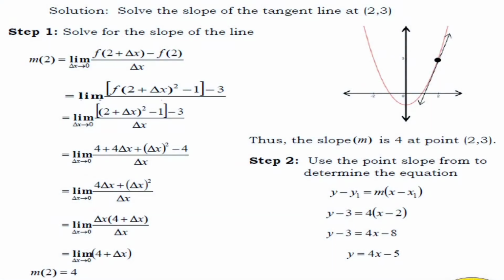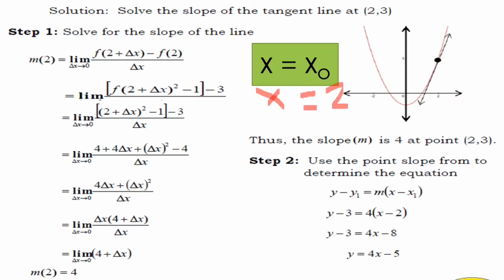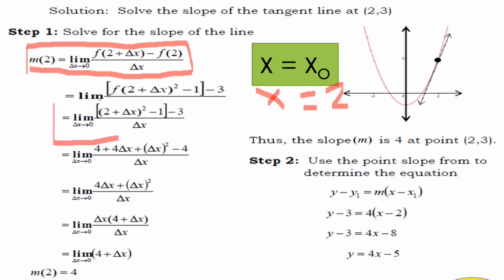For the solution of this question, find first the slope of the line. We have here the point (2, 3). Remember that x is equal to x sub 0, and in our point, x is equal to 2. I hope you take down notes of the formula. We substitute the value of x sub 0 from the given point, which is equal to 2.